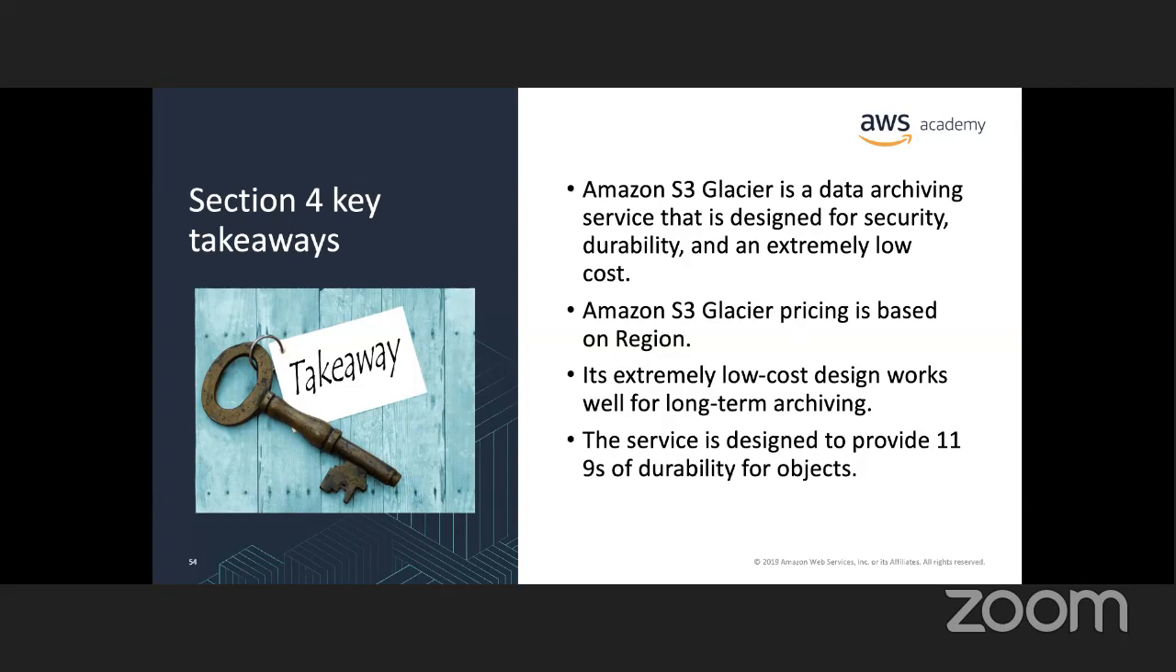Okay, guys. S3 Standard has an availability of four nines, 99.99. Okay. And how about S3 Standard-IA? Three nines? Yes, it's 99.9. Okay, good. So Amazon S3 Glacier pricing is based on region. It's an extremely low-cost design, works well for long-term archiving, and the service is designed to provide 11 nines of durability for objects. Okay.